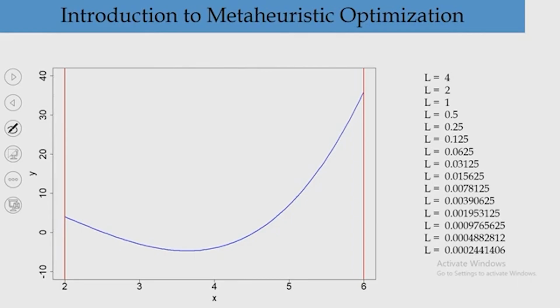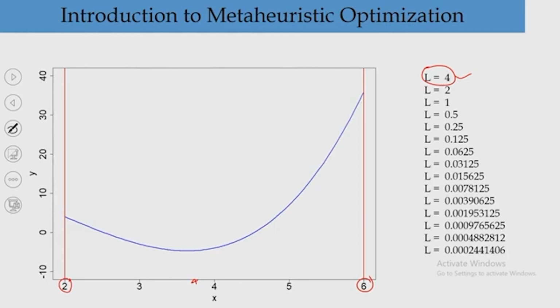Now, let me show you one example problem. Suppose this is a function and we have only one optimal solution somewhere here. Now, if I apply the region elimination technique, in this case suppose I have applied the interval halving method. I have shown you the solution at different iterations, and this is the beginning. The initial length of the search space is 4. The lower bound is 2 and the upper bound is 6.